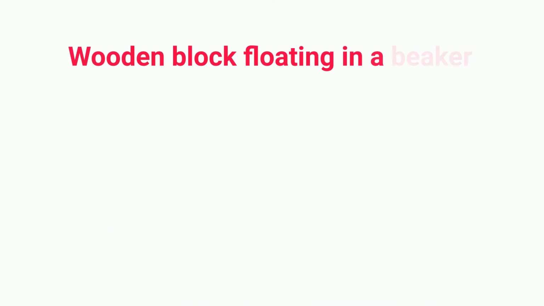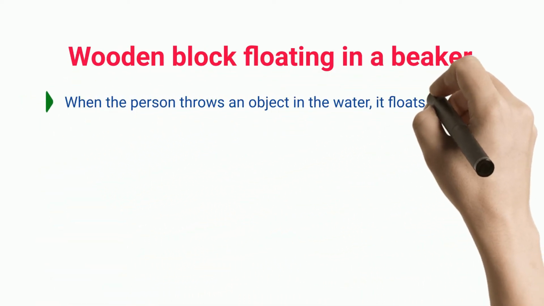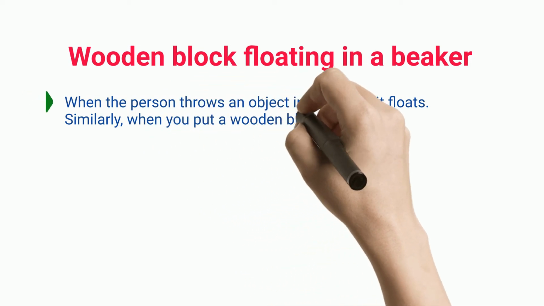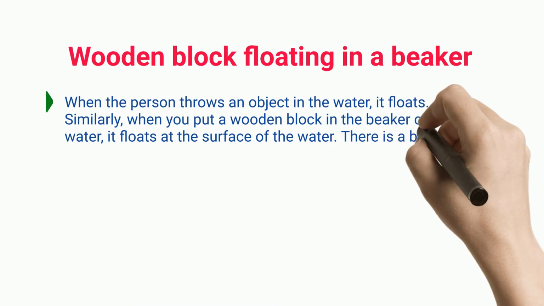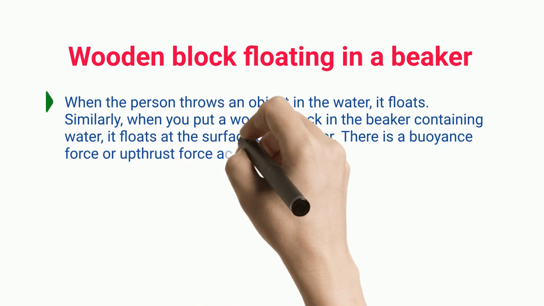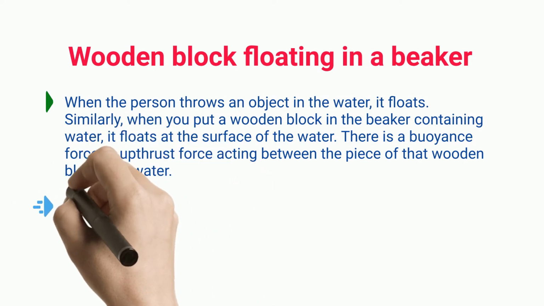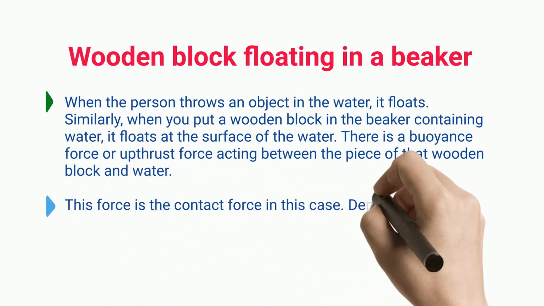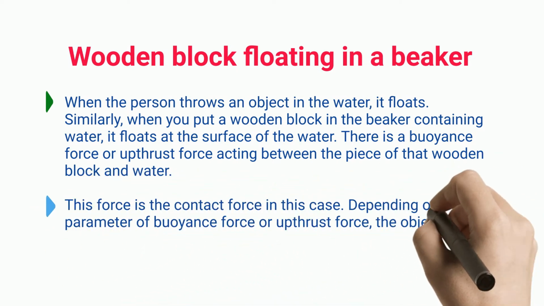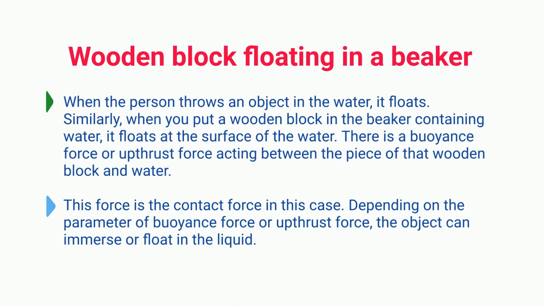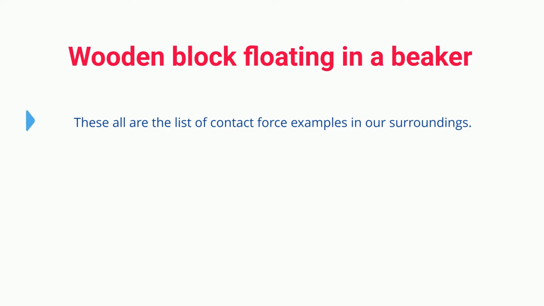Wooden block floating in a beaker. When a person throws an object in the water, it floats. Similarly, when you put a wooden block in a beaker containing water, it floats at the surface of the water. There is a buoyant force or upthrust force acting between the wooden block and water. This force is the contact force in this case. Depending on the parameters of the buoyant force or upthrust force, the object can immerse or float in the liquid. These are all examples of contact forces in our surroundings.